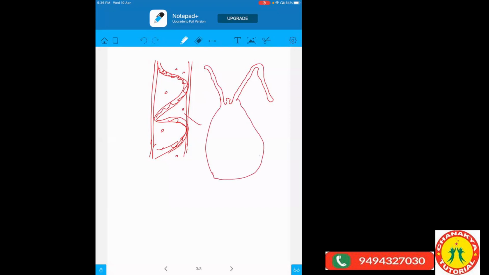So, somewhat like this, the Chlamydomonas will be. This part of the Chlamydomonas is known as the flagella. And this flagella will be helping them in the movement. So they will be moving with the help of this flagella. Clear, children?